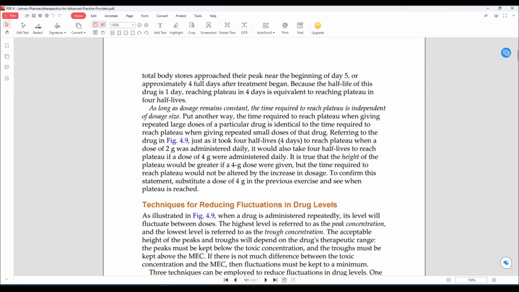Referring to the drug in Figure 4.9, just as it took 4 half-lives or 4 days to reach plateau when a dose of 2 grams was administered daily, it would also take 4 half-lives to reach the plateau if a dose of 4 grams were administered daily. It is true that the height of the plateau would be greater if a 4-gram dose were given, but the time required to reach plateau would not be altered by the increase in dosage. To confirm the statement, substitute a dose of 4 grams in the previous exercise and see when the plateau is reached.